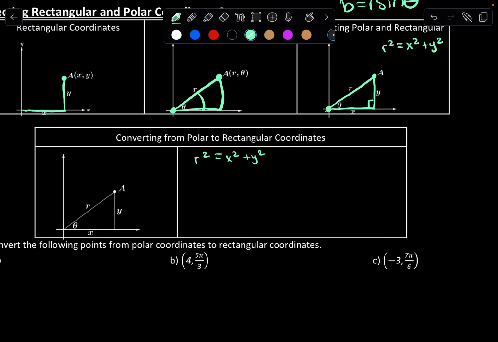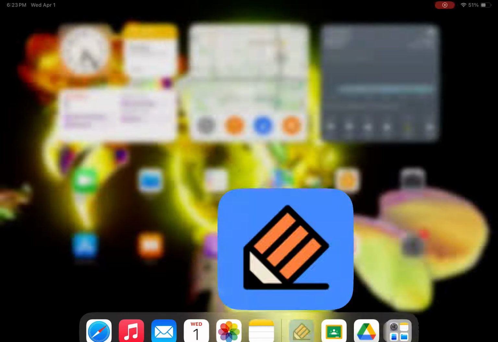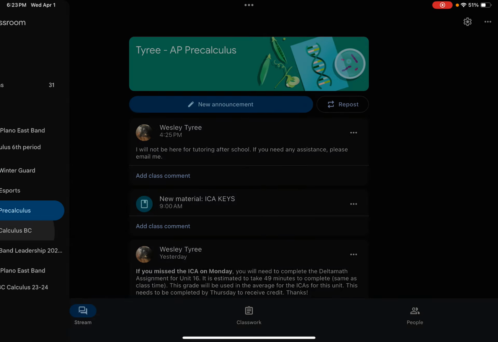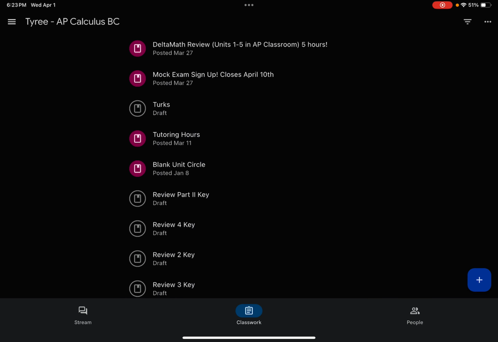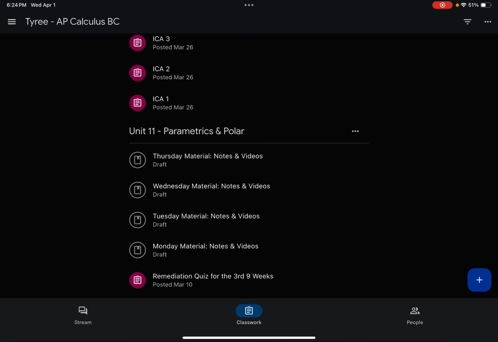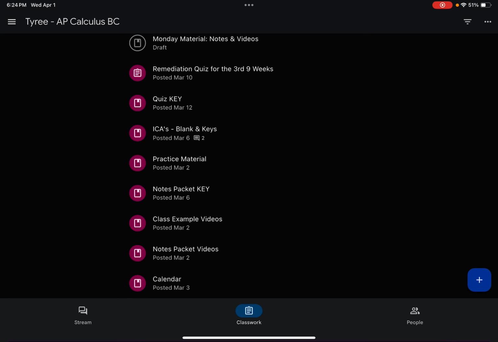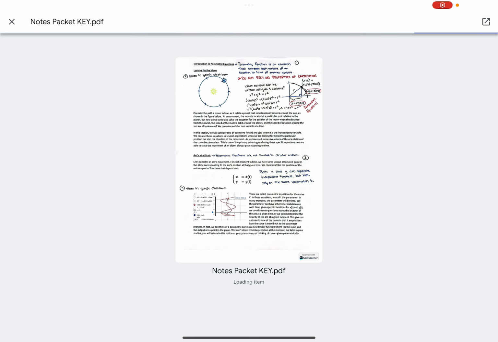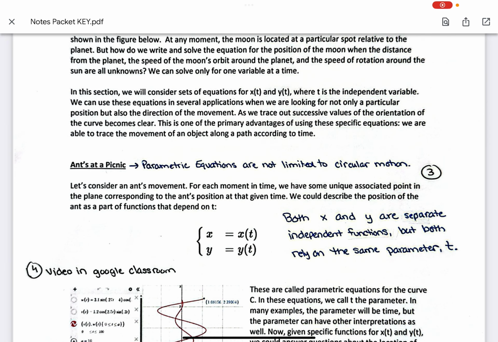Let's see. Pull it up real quick. Actually, I'll just show it from my calculus class because I showed it to them when we introduced, let me see, in the polar, parametric and polar notes packet key, because I don't think I have enough space for it.